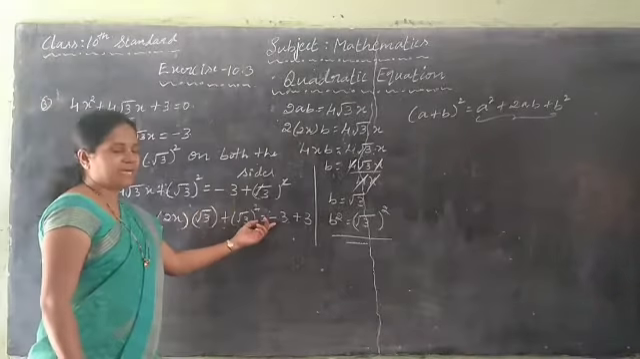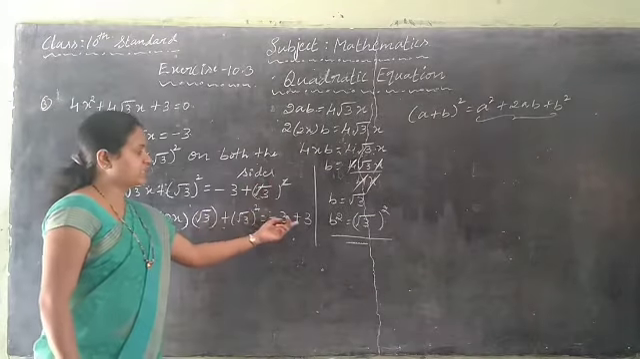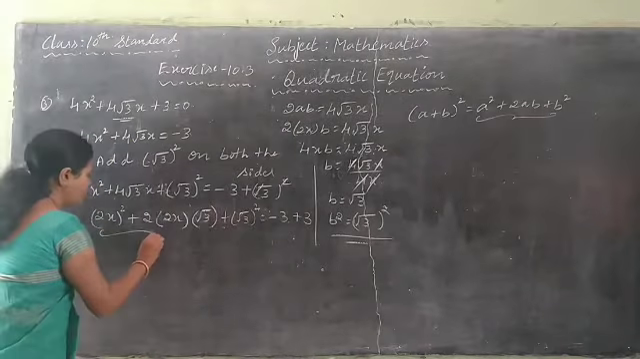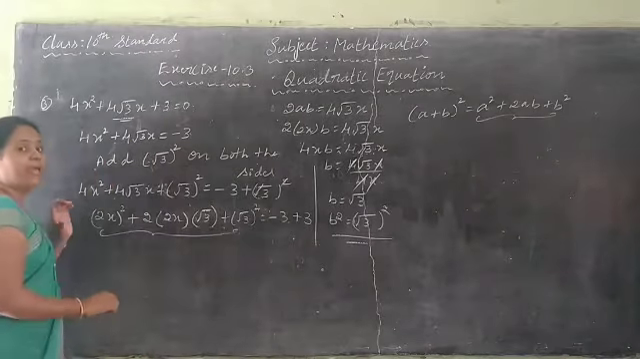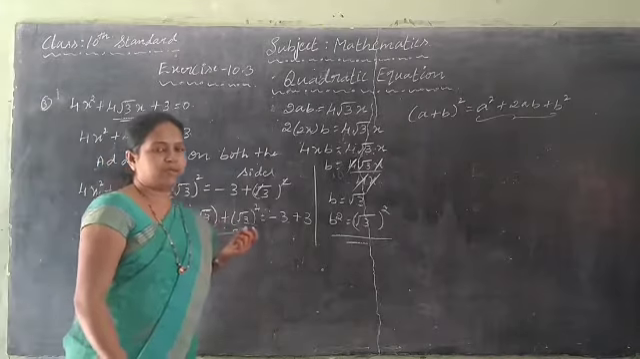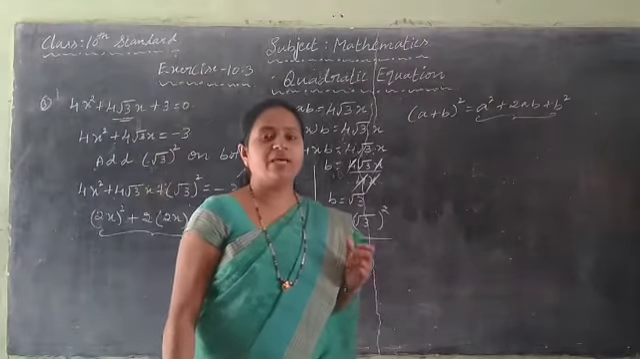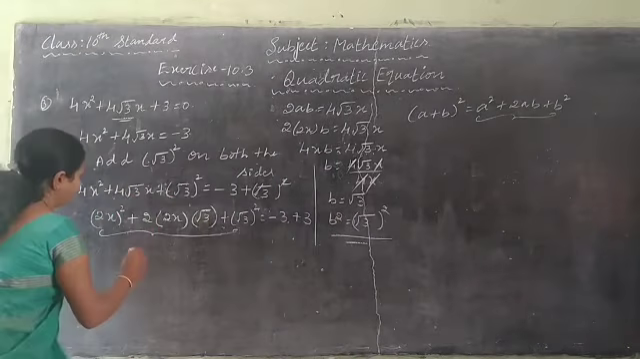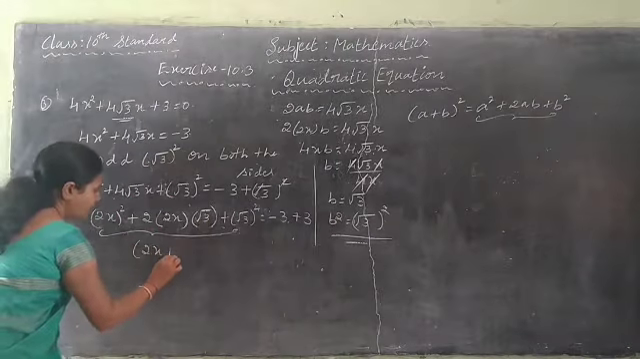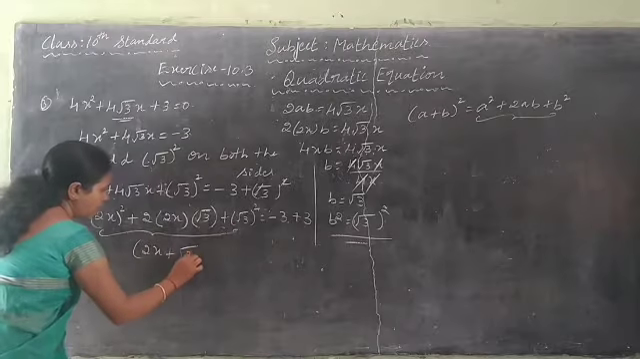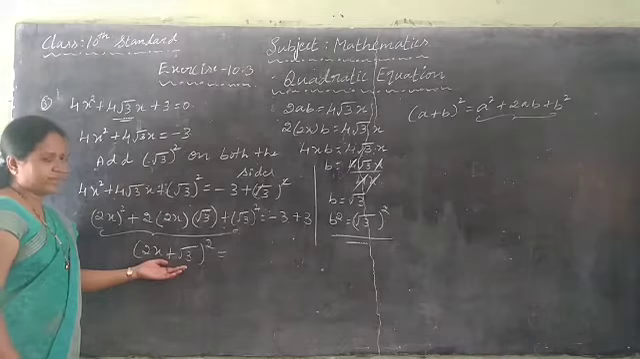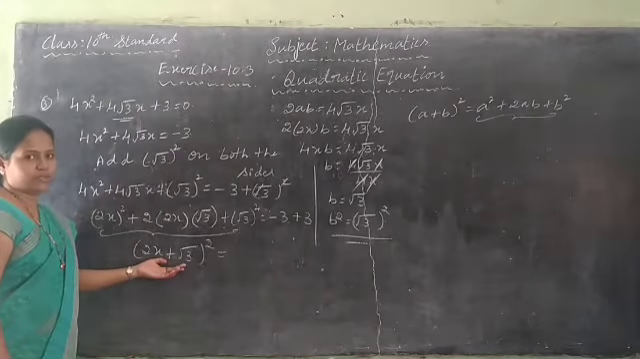Then minus 3 will be written as it is. Here root 3 gets canceled, children, and the remaining will be 3. So now we are going to write this in the form of (a plus b) whole square. Understood? So what is the value of a here? Yes, the value of a is 2x, children. 2x plus b. The value of b is root 3, whole square. (a plus b) whole square means (2x plus root 3) whole square.